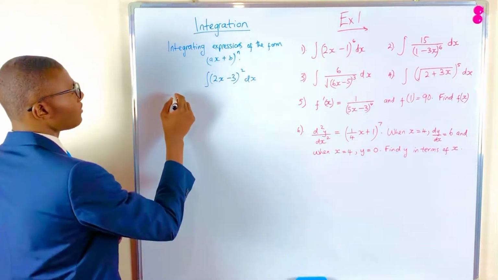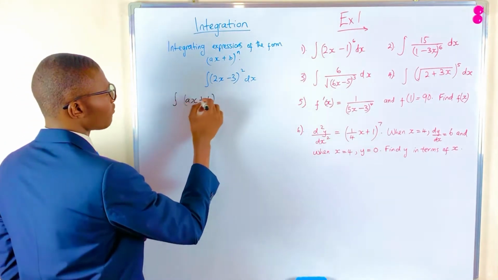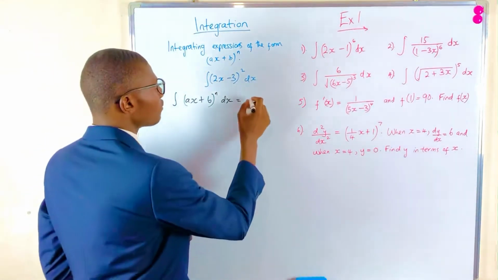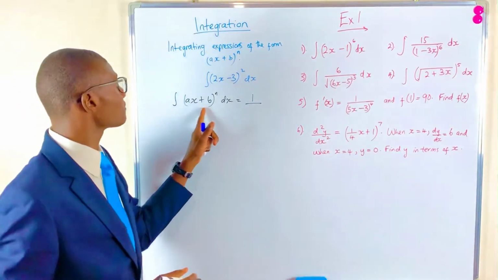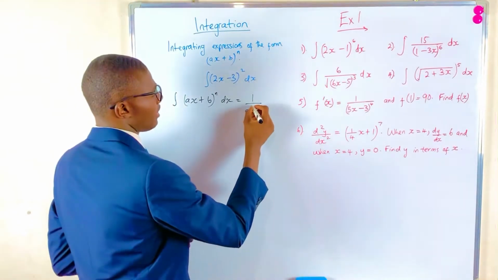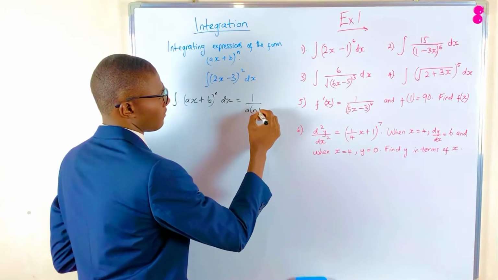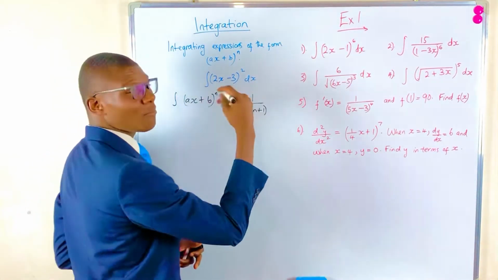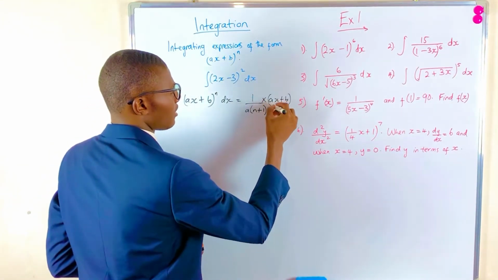for the integral of (ax + b)^n with respect to x, we say 1 over, first of all, we have to find the derivative of what's inside the brackets, which is an a. Then we multiply that a by n + 1. And then we simply say this result multiplied by (ax + b) raised to the power of n + 1.